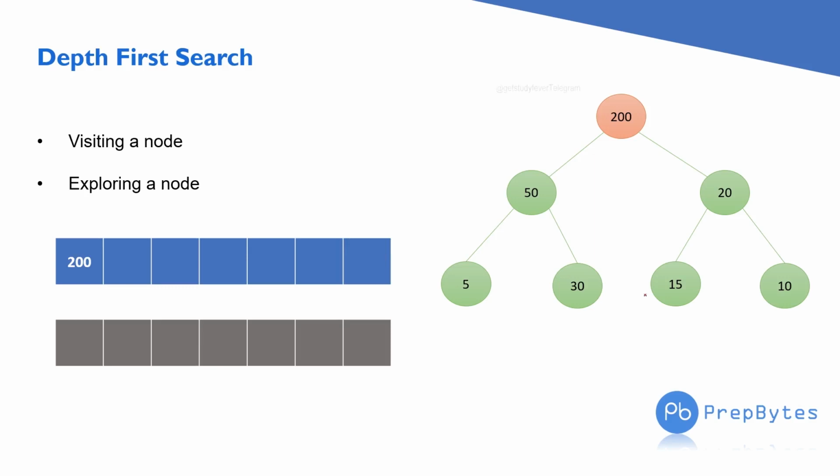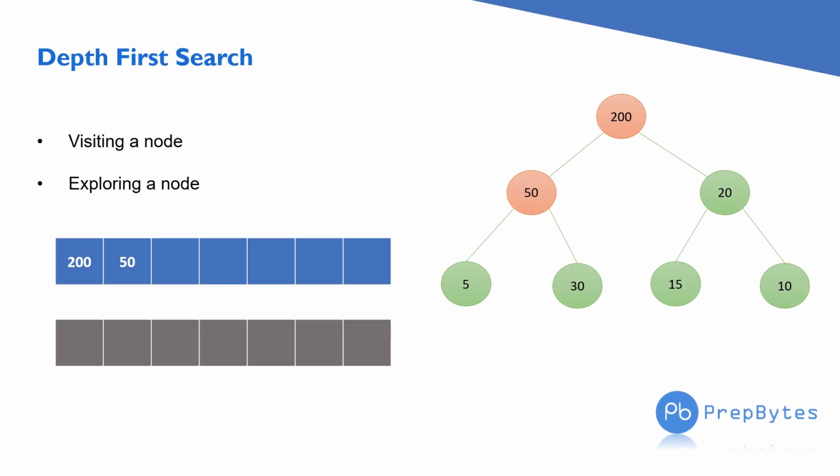Sorry. So for example, we go to the 50 side first. Okay, so we visit 50. 200 is printed, 50 is printed, so I am visiting 50 now. In breadth first search we would visit 50 and 20 both, all the neighbors of my node. But now we have to choose a single neighbor. So we choose 50.